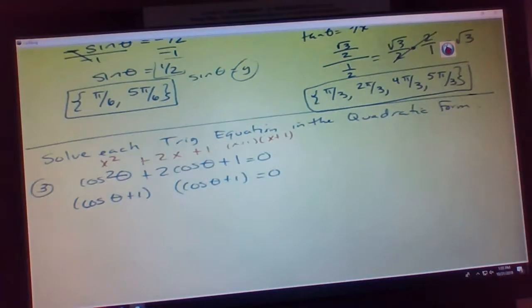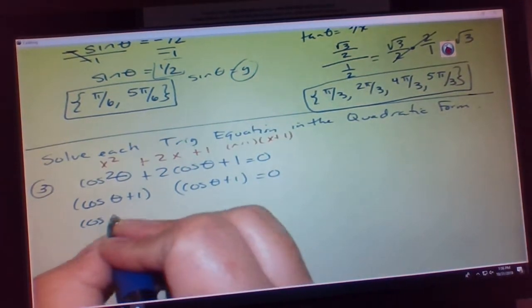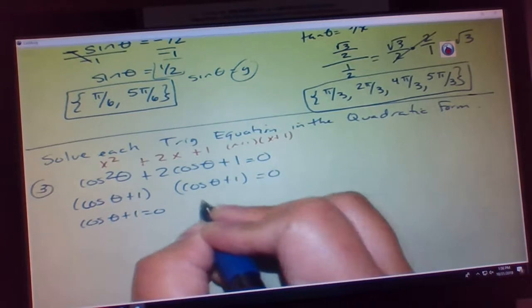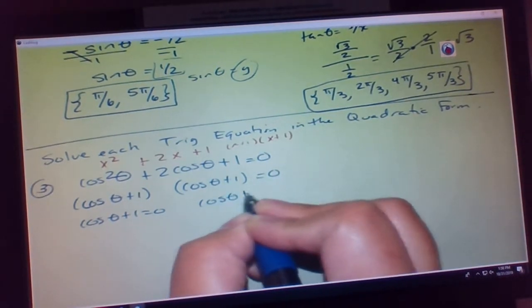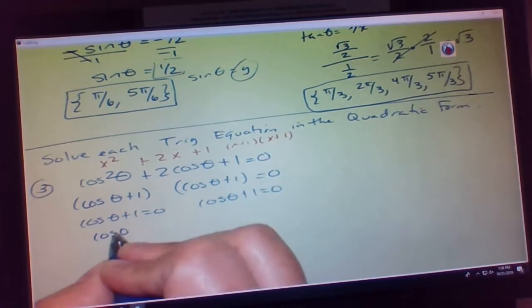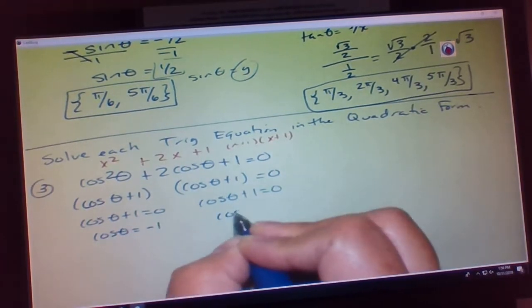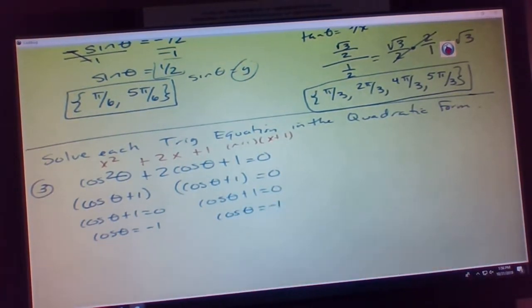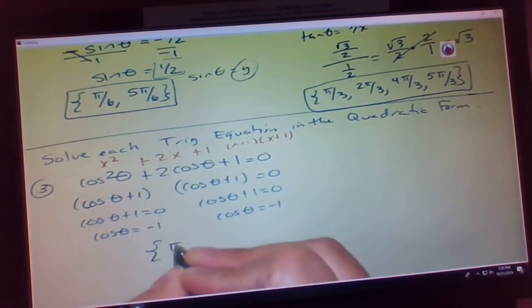Now, what did we have to do after that to actually find the answer? Set them equal to what? To 0. So cosine plus 1 is equal to 0. And of course, I'm going to get the same answer, right? Cosine is a negative 1. So when is cosine, we're talking about x, when is x a negative 1? Only at pi. And that is my only answer.